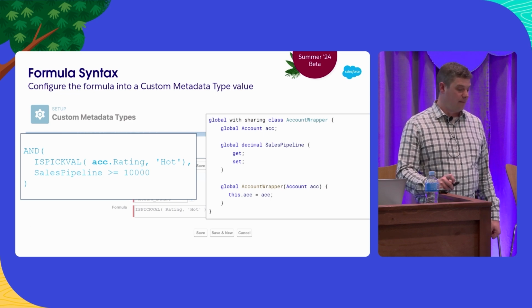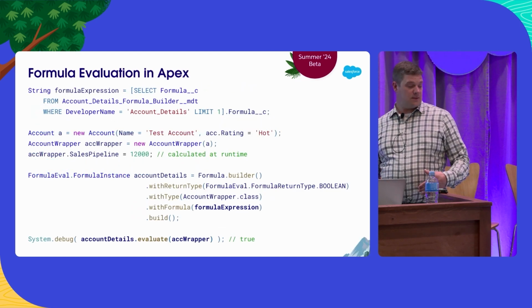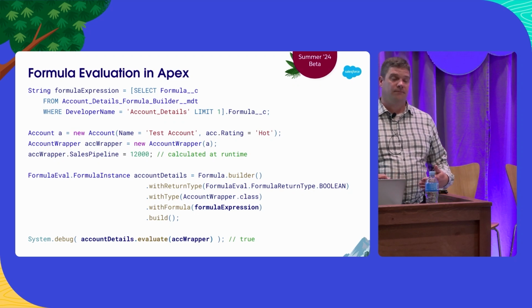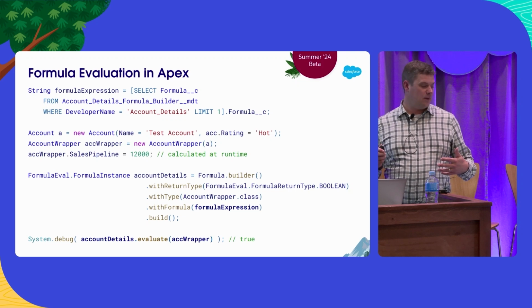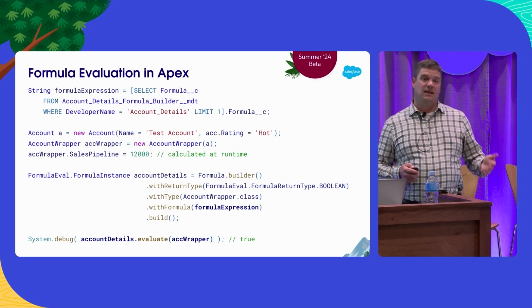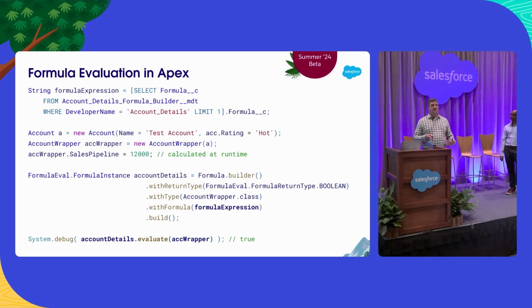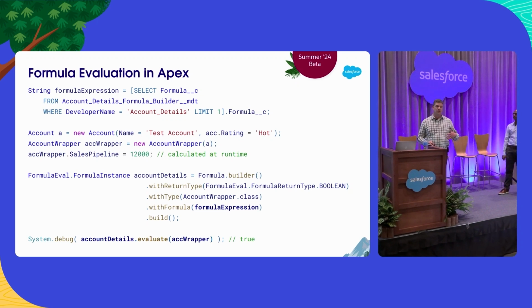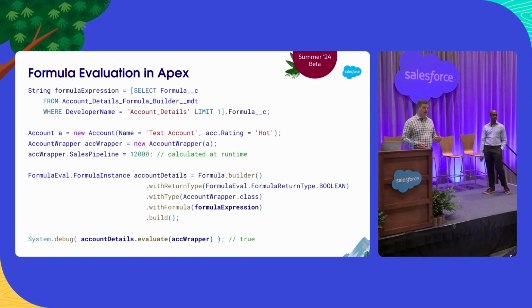On top of that, once we've got that, then to actually use that in Apex, we can retrieve our custom metadata type and create the account. In this case, just to keep it all on one slide, we'll have the account that we're going to do the calculation over, pass the account into the wrapper, do our sales pipeline calculation, and then as before, we create a formula instance. It's still returning a Boolean, but now it's working around the account wrapper type. Pass the formula in, evaluate it, and get that Boolean back. It's much simpler, but we're able to integrate other parts of the Apex language into that formula engine.